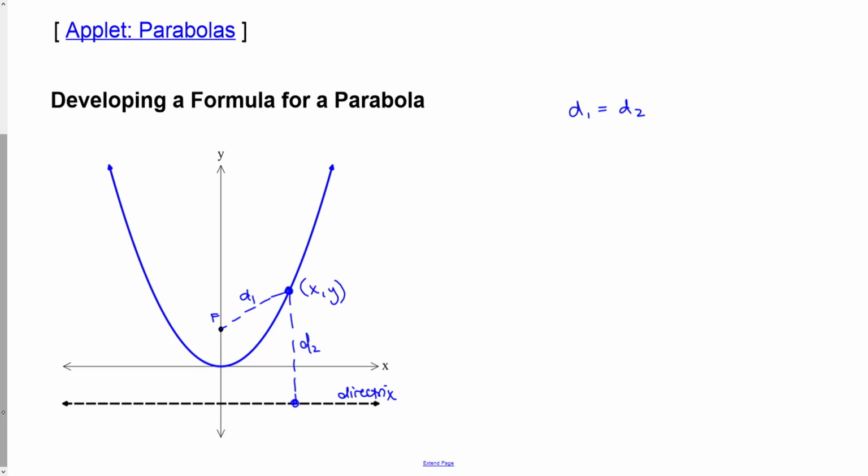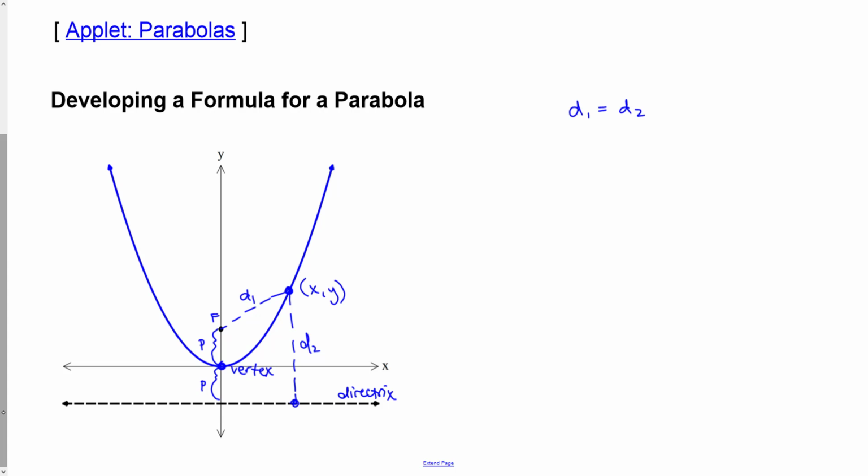Now, there is one location right here, and this point right here is my vertex, where the distance from the vertex to the focus and from the vertex to the directrix is equal. And there's only one point where that occurs. So that's a special distance, and we call it P. And it turns out that P is an important number when it comes to creating our formula. So it's a good starting point.